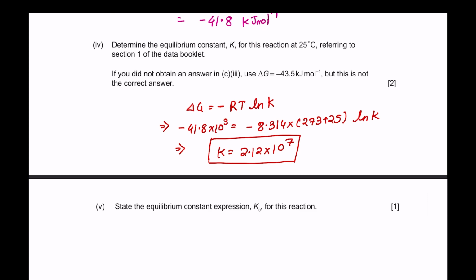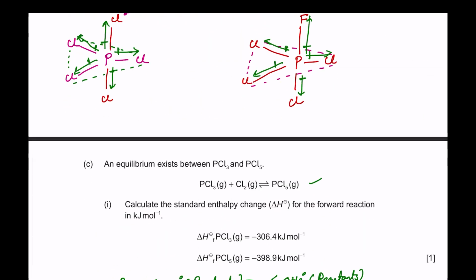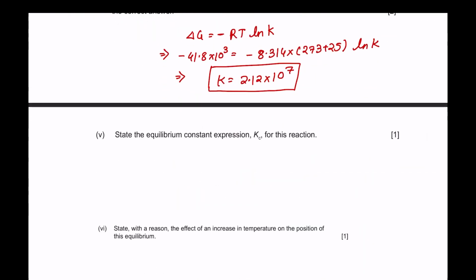Next, we have to write the expression Kc for this reaction. So this is the reaction. Kc is obviously products by reactants. So Kc will be equal to PCl5 by Cl2 times PCl3.